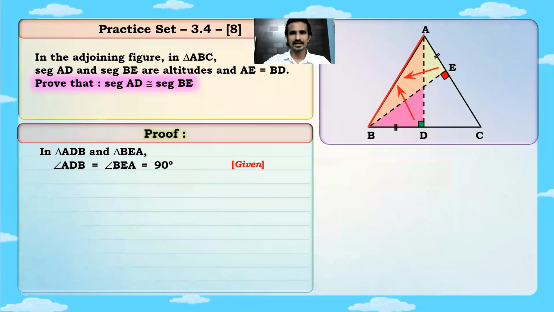The next thing that we will write is the hypotenuse. Now the hypotenuse for both of them is AB. So write down hypotenuse AB is congruent to hypotenuse AB. Reason should be common side. Write down this.